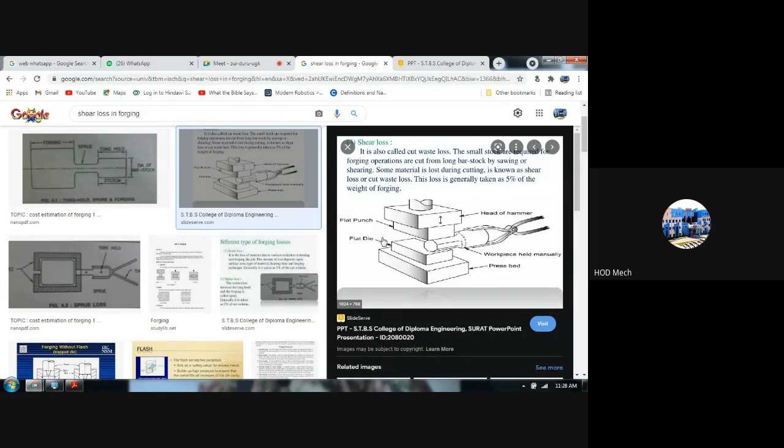When you want to say what is shear loss, it is cut waste loss. So when you want to know what is cut waste loss, you should be having the time to get into the available information, and you have to sort out the information that is available and identify what actually it is. Now when you go to your textbook or the material that I have shared with you, you will be having a statement reflecting what is shear loss.